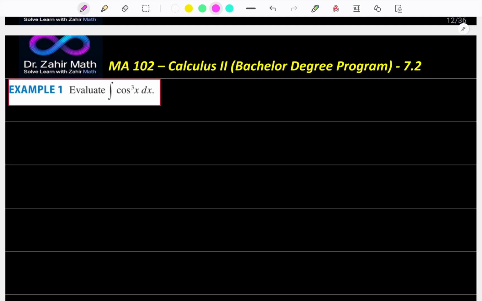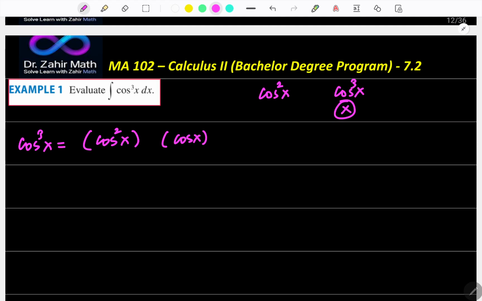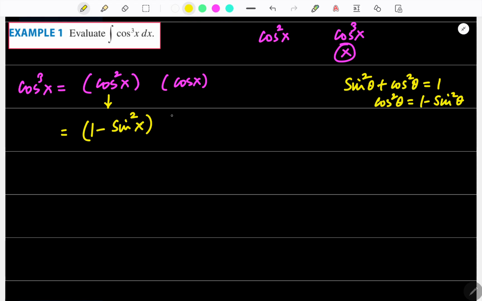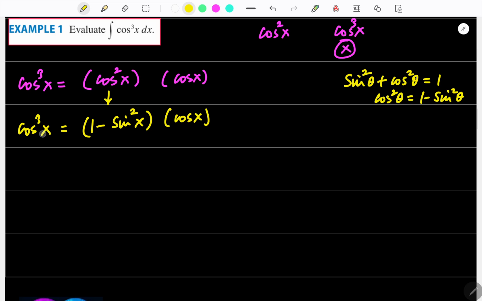Evaluate integral cosine cube x dx. So, cosine square x, we have a formula, right? But cosine cube x, we don't have the formula. So how can I write cosine cube x? I'm going to write it as cosine square x and cosine x. For cosine square x, I'm going to use the trigonometric identity sine square x plus cosine square x is equal to 1. So cosine square x is equal to 1 minus sine square x. Multiply by cosine x. This is what I'm going to do for cosine cube x.